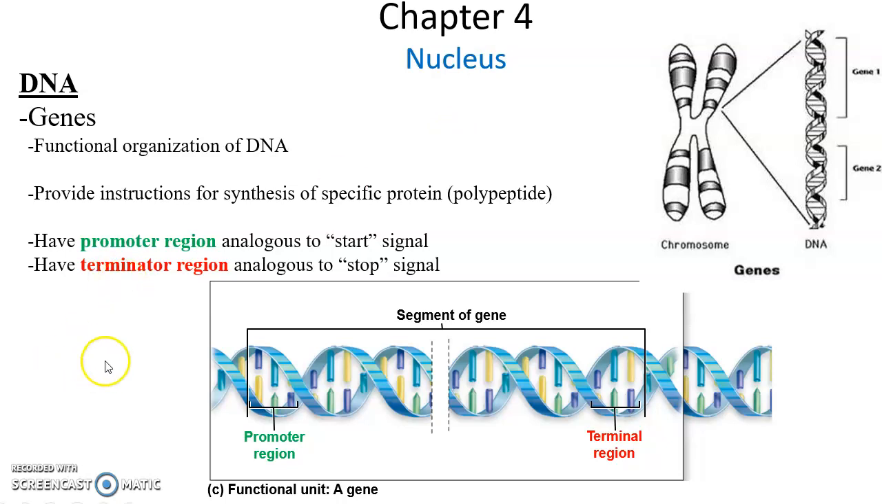Every gene has a beginning, which is the promoter region. This is where the start of the gene is. And it has an end. It has a terminal region, which is the stop or end of the gene. So a gene goes from the start to the end, promoter to the terminator.